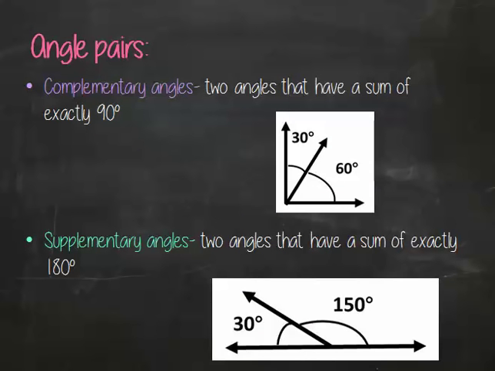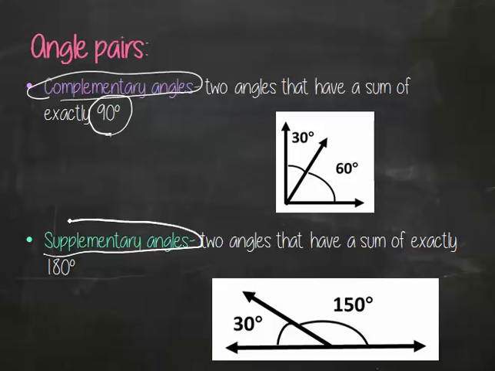Okay, angle pairs. We have two types of angle pairs we're going to talk about first: complementary and supplementary. Complementary angles add up to 90 degrees. So complementary are two angles that add up to 90 degrees. Supplementary adds up to 180 degrees.